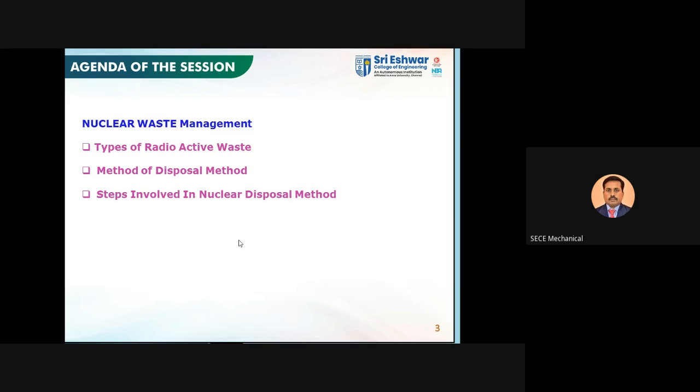If you want to dispose of nuclear waste, what steps do we have to follow? Nuclear waste is radioactive waste, so it is very harmful and you have to handle it properly. That's why we have to use a step-by-step procedure. What are the steps involved in the nuclear disposal method? All these things we are going to discuss today. That is today's agenda.